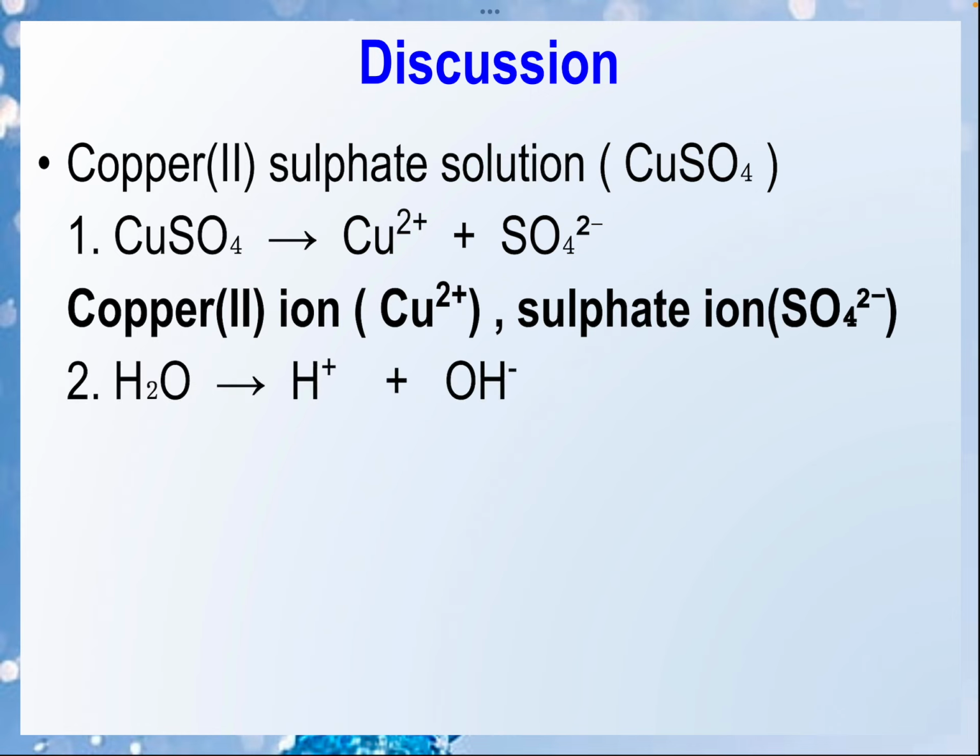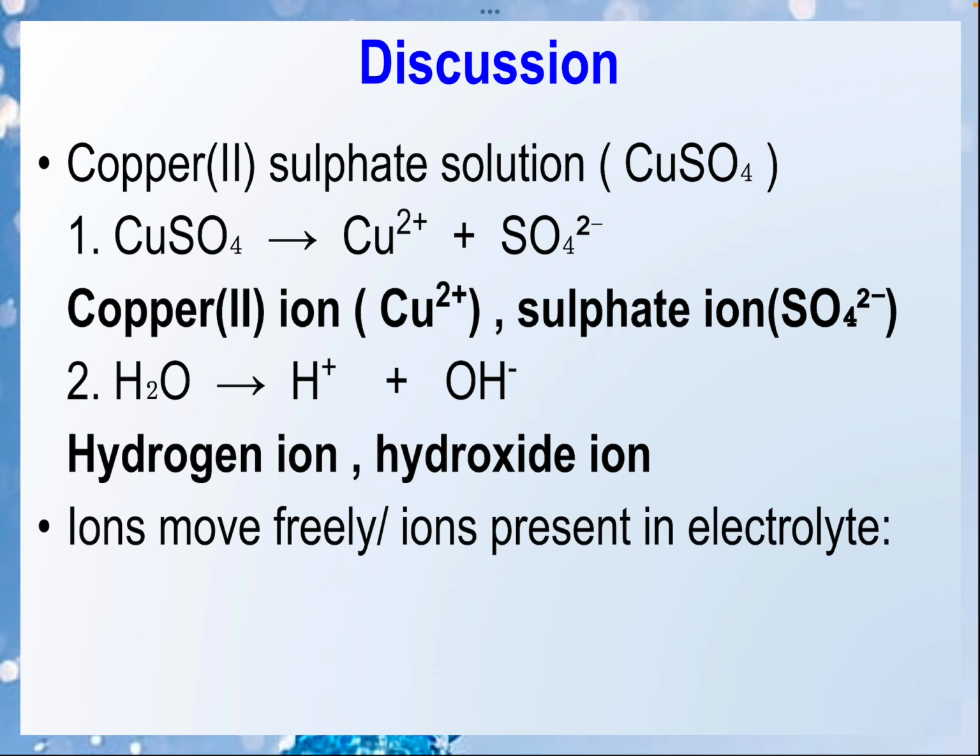Kalau water pula, sebab water tadi ada dalam solution, so there are dissociation ataupun ionization of water menghasilkan hydrogen ion and hydroxide ion. Okay, these ions are moved freely dan dia ada dalam solutions tu. So kita kumpulkan semua ions yang free to move tu menjadi 4 ions yang present in the electrolyte, in the copper sulfate solution.